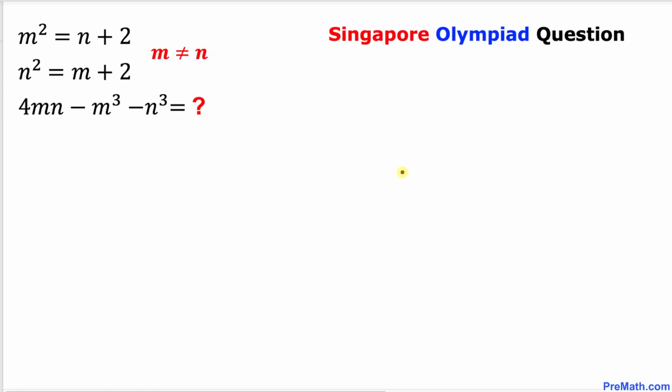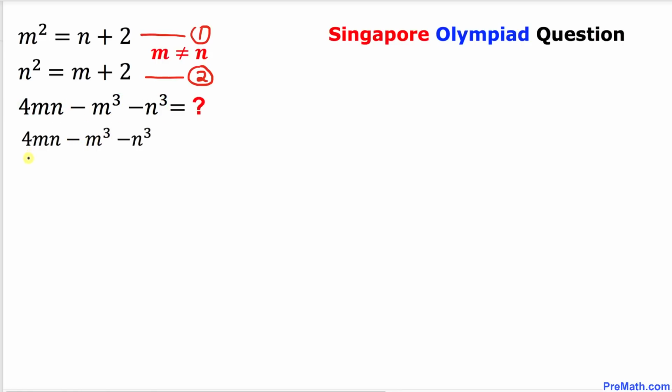So let's go ahead and get started with the solution, and here's the very first thing we are going to do. Let me call the first equation m² = n + 2 equation number 1, and n² = m + 2 equation number 2. And now let's focus on this expression 4mn − m³ − n³. As you can see, I have just copied it down over here.